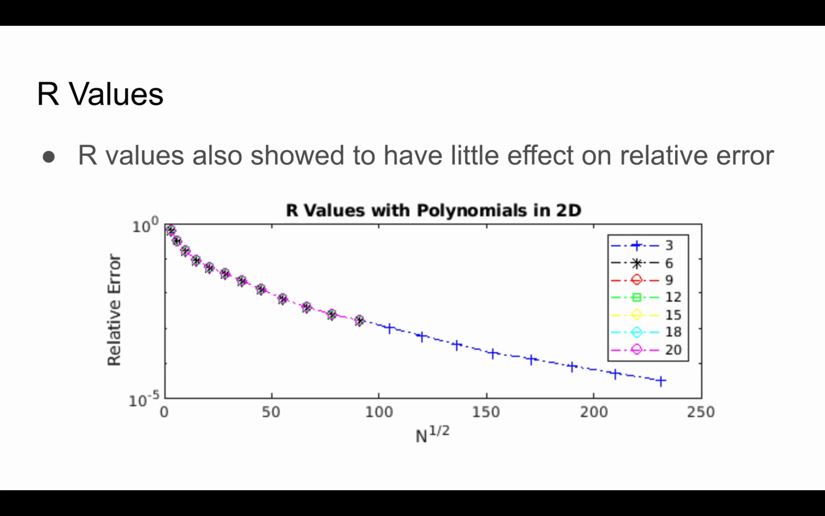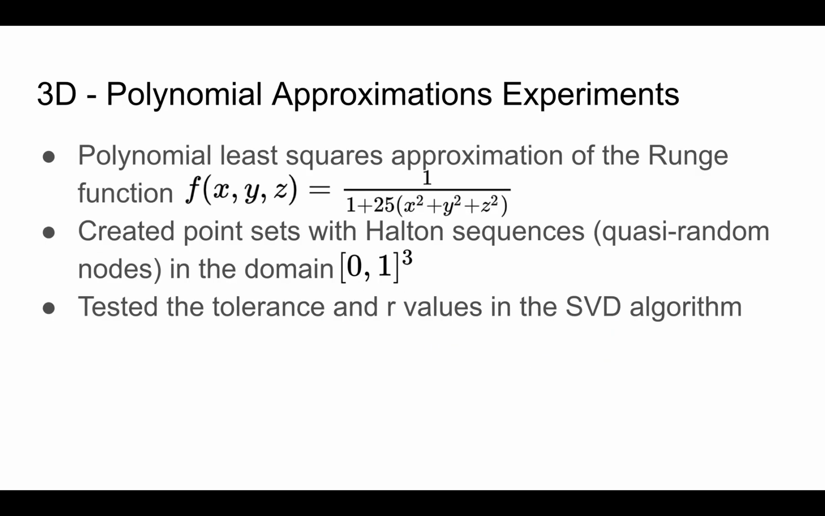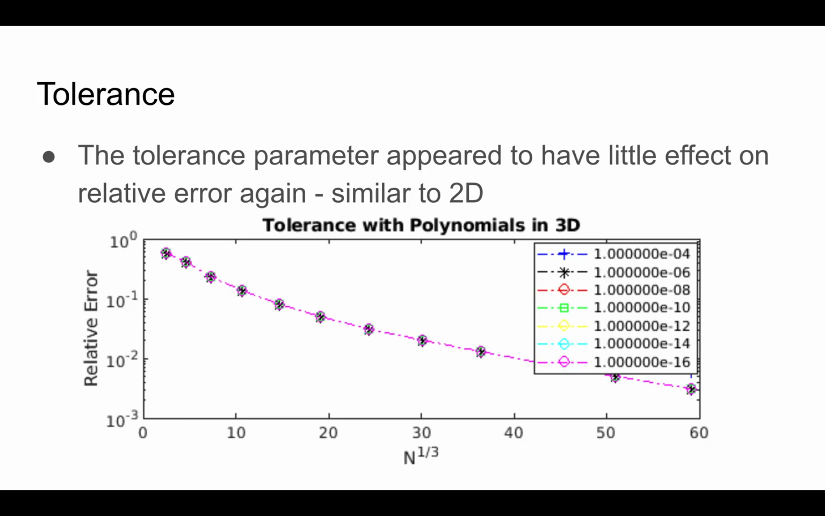Moving on to the R value parameter, again, it appears to have no effect on the polynomial approximation in 2D, and the relative error doesn't seem to change based on the R value. Next, we move into polynomial approximation in 3D. We approximated the same function using the same Halton sequence to create point sets. And again, we first started with the tolerance. Similar to the 2D case, the tolerance appears to have little effect on the relative error with polynomial approximation.